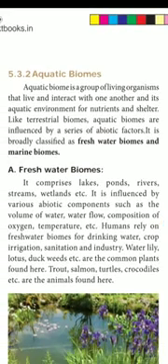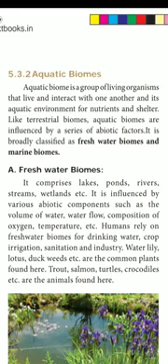An aquatic biome is a group of living organisms that live and interact with one another and their aquatic environment for nutrients and shelter. Like terrestrial biomes, aquatic biomes are influenced by a series of abiotic factors. It is broadly classified as freshwater biomes and marine biomes. Once again, this is also very important. What do you know about aquatic biomes?